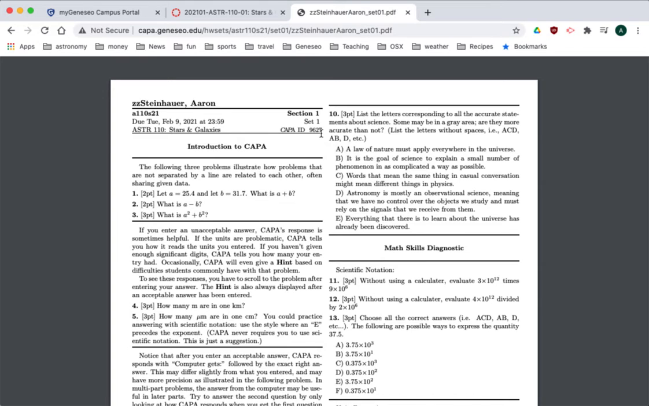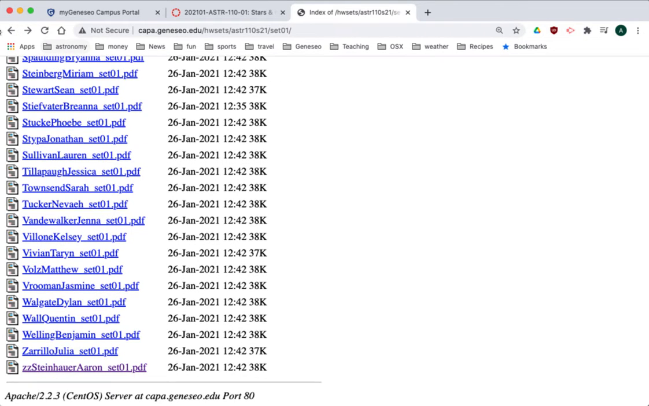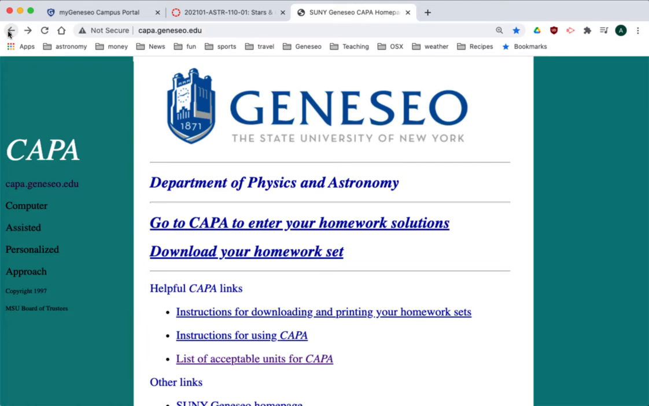So once you have it, you can download this, of course, as a PDF. You can save it, you can print it out, you can write on it, you can do whatever you want. But this is not where you enter your answers. Where is it that you enter your answers? Well, to enter your answers, you have to go all the way back to the beginning, kappa.genesee.edu, and then click on the Go to CAPA and enter your homework solutions link.